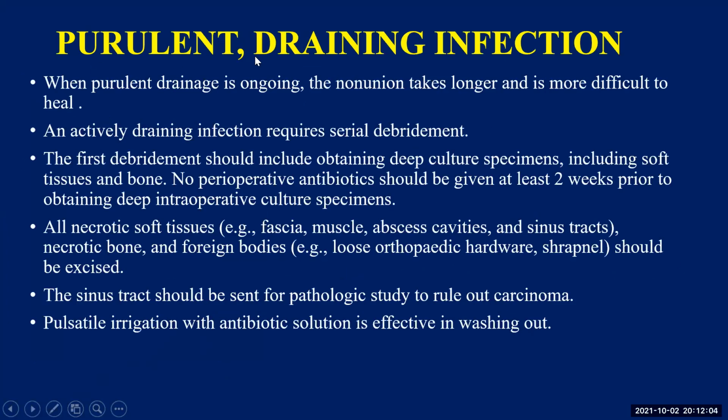So if there is a purulent draining infection, the non-union takes longer and is more difficult to heal. An actively draining infection requires serial debridement. In the first debridement, obtain deep culture specimens including soft tissue and that of the bone. No perioperative antibiotic is to be given for 2 weeks prior, for getting the exact bacterial organism in the culture.